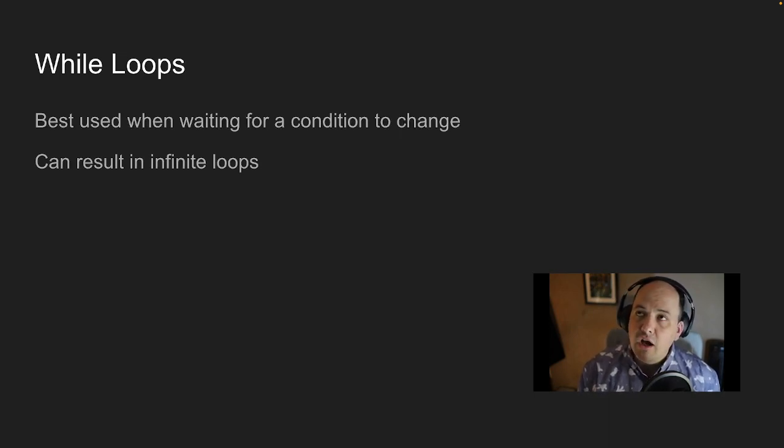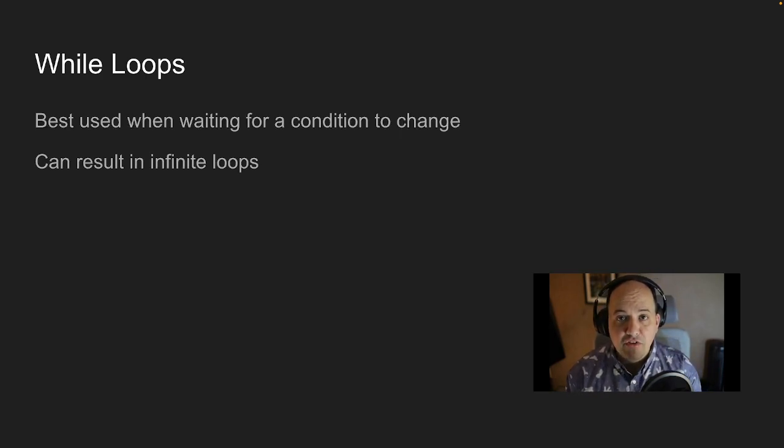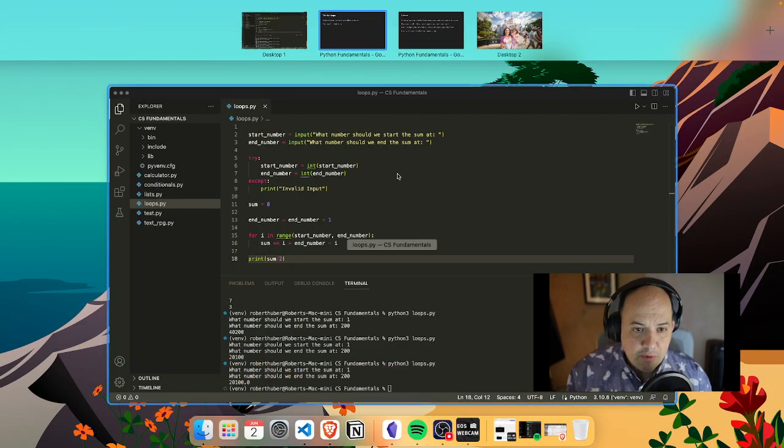We used it in our guessing game because we wanted to keep looping until the user guessed the correct answer, right? So there was no set number, no set collection, no set range that we were trying to loop. We were waiting for a condition to change, the condition of the correct answer being guessed. So they typically use Booleans. Also, you have to be careful with while loops because they can result in infinite loops if we're not careful, and we'll look at what that looks like too. So let's jump over to our code here.